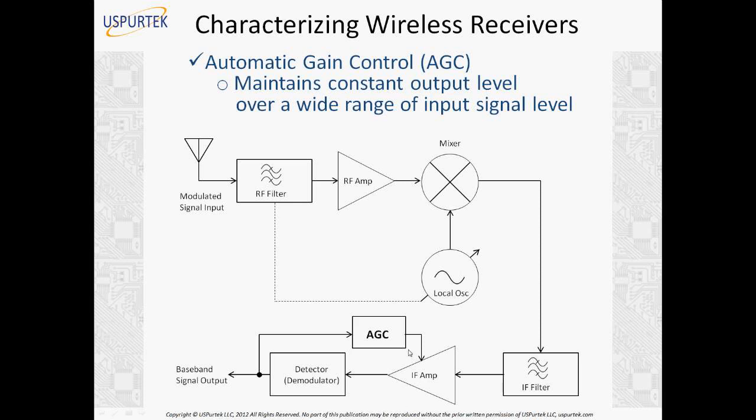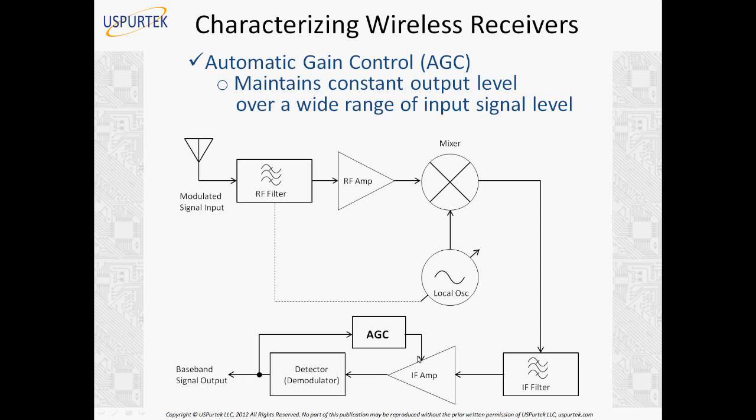So the AGC block here, automatic gain control, takes an input from the baseband signal output and adjusts the amplification of the IF amplifier. That is called automatic gain control. It's very common even in traditional analog radios like AM and FM radios. They always have an AGC implemented inside to keep the signal level constant.